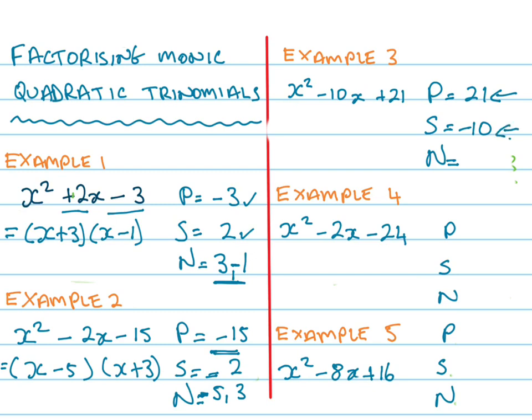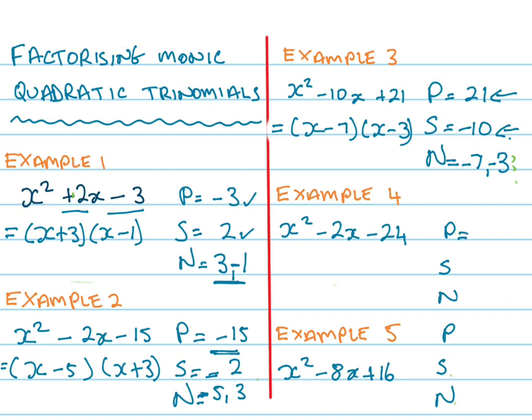So it's got something to do with 7 and 3, and both, as I've just said, must be negative. Confirming, negative 7 times negative 3 is 21. Negative 7 plus negative 3 is negative 10. So my answer is x minus 7, x minus 3.